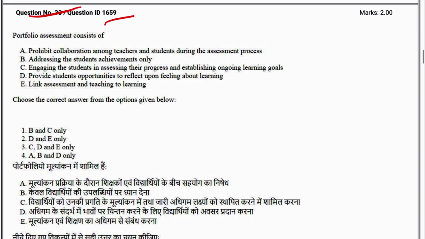Next is 59. Portfolio assessment consists of prohibit collaboration among teachers and students? No. Addressing the students' achievement only? No. Engaging the students in assessing their progress and establishing ongoing learning goals? Yes. Provide students opportunities to reflect upon feeling about learning? Yes. Link assessment and teaching to learning? Yes. C, D, and E. 3 is the answer.